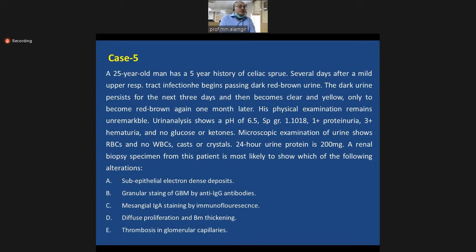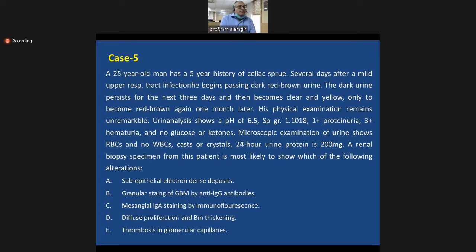A 25-year-old man has a 5-year history of celiac sprue. So this patient has already a malabsorption syndrome. Several days after a mild upper respiratory tract infection, he begins passing dark brown urine. Dark brown urine means there must be fresh as well as altered blood in the urine.